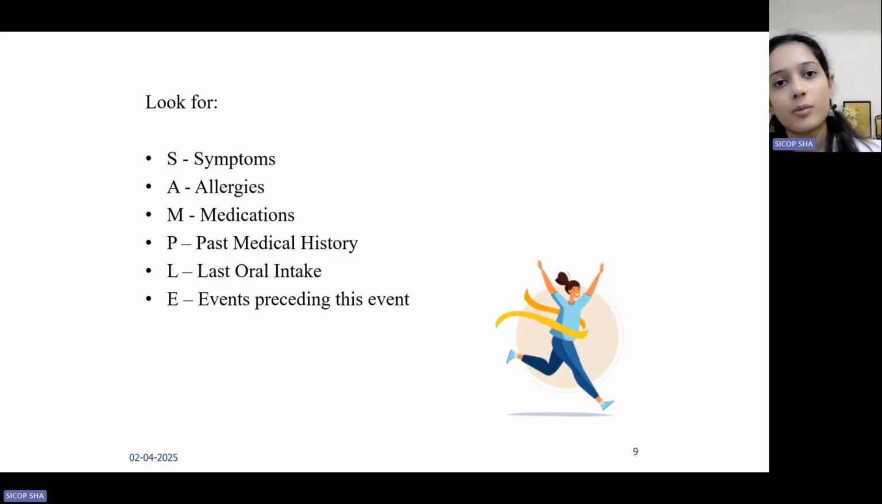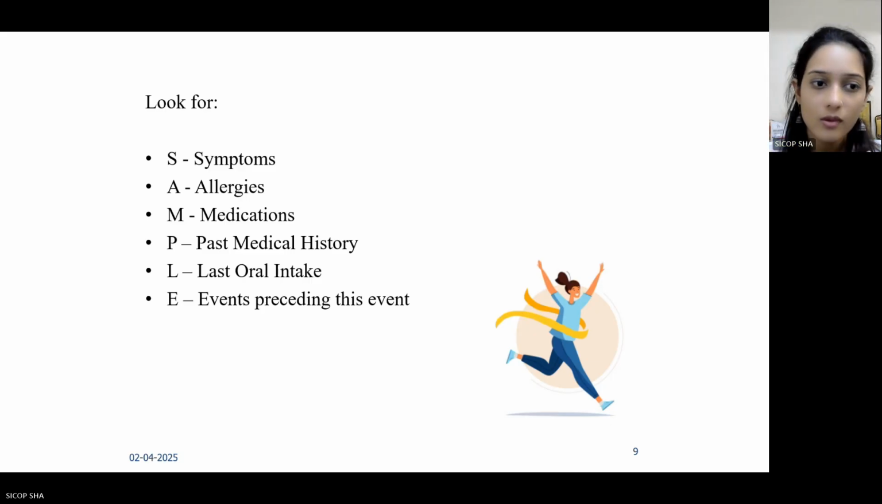As a physiotherapist, if an athlete comes to you with an injury, you should look for SAMPLE: S for symptoms, A for any allergy, M for medication, what medication was he taking, P for past medical history, L for last oral intake, and E, that is, events preceding this event. This is a vital assessment tool used by healthcare professionals, including the physiotherapist, to gather a focused history during an emergency at the site of the marathon. Here is how it applies.